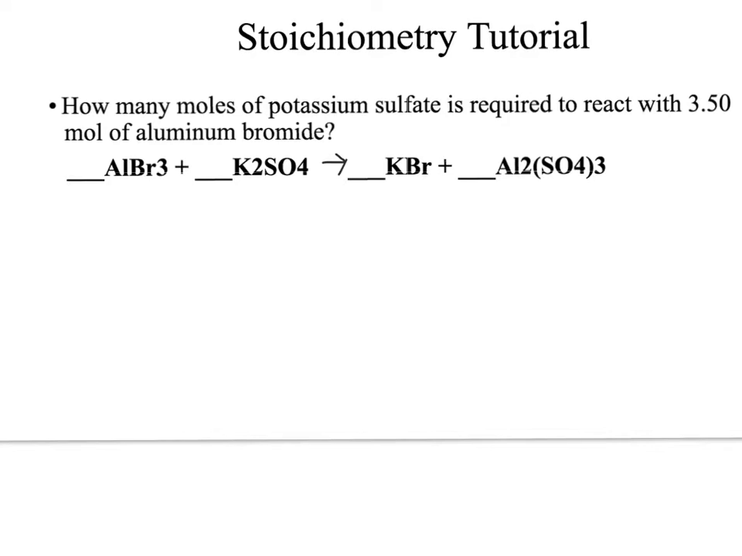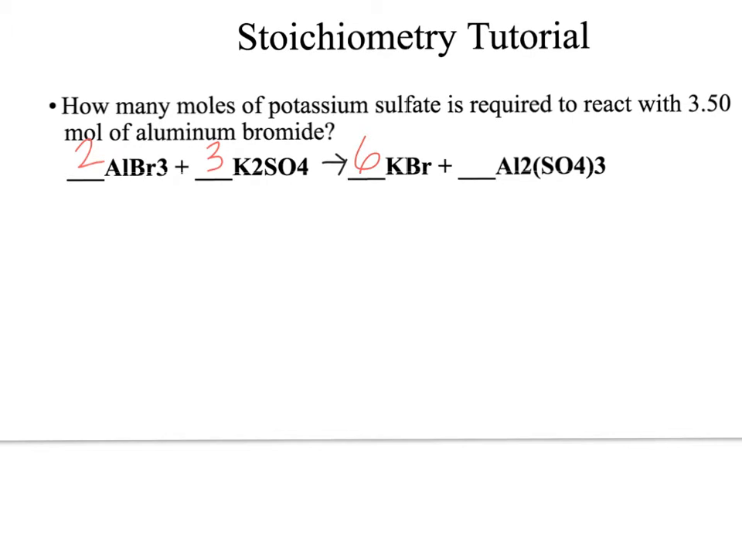I noticed that right here I've got 2 aluminum, so I'm going to put a 2 right here. I then noticed that I have 3 sulfates, so I'm going to put a 3 right here to take care of those sulfates. Remember to treat your polyatomics as 1 unit on both sides. And then when I do that, I see that now I have 6 potassium, so I'm going to put a 6 right here. By doing that, it also took care of the 6 bromine on the other side. So now that we're balanced, we can go through and look at our problem.